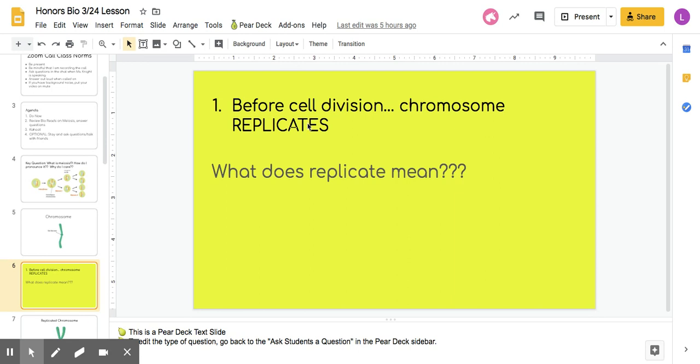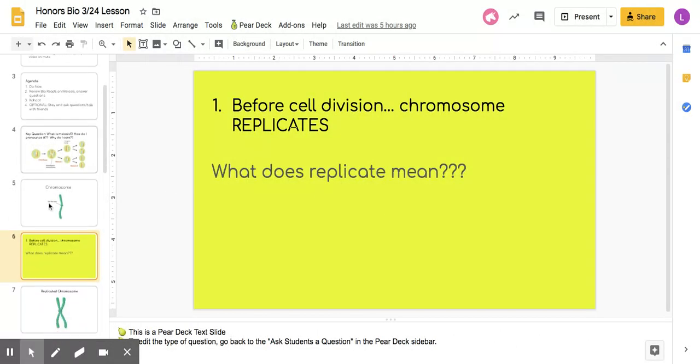Okay, so your first question that you're answering, and you can pause the video if you want to do it at the same time: what does it mean to replicate? Go ahead and pause the video, answer question number 1 in your notebook or on your computer, and then unpause the video and we'll move on.